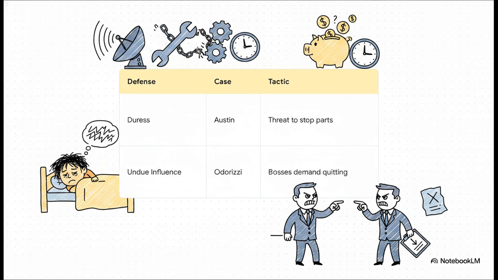Then you have the Odorizzi case, which perfectly highlights undue influence. School officials showed up at a teacher's apartment right after he'd been arrested and had been awake for 40 straight hours. They leveraged his extreme exhaustion and trauma to pressure him into immediately resigning. They exploited his vulnerability to completely override his free will.